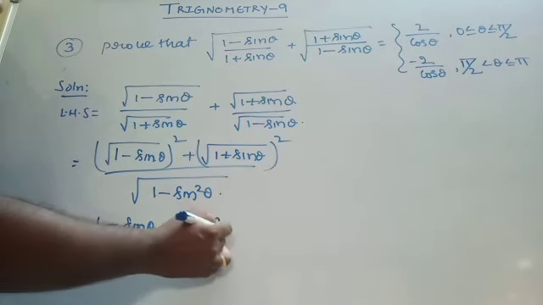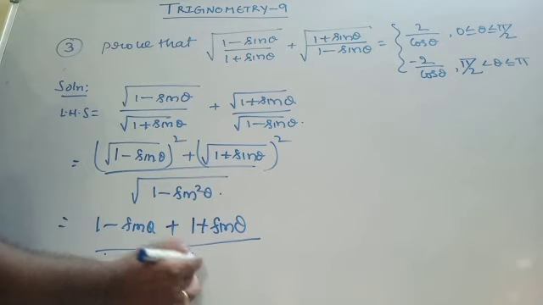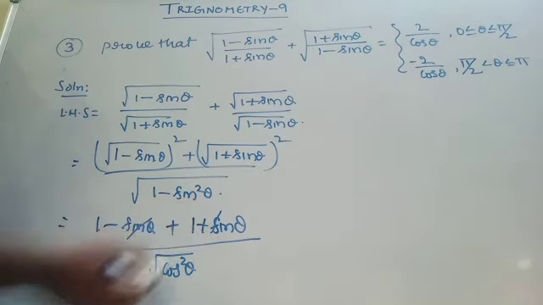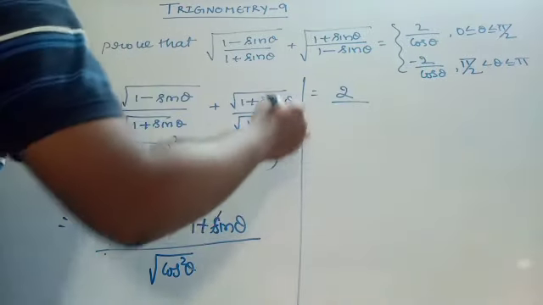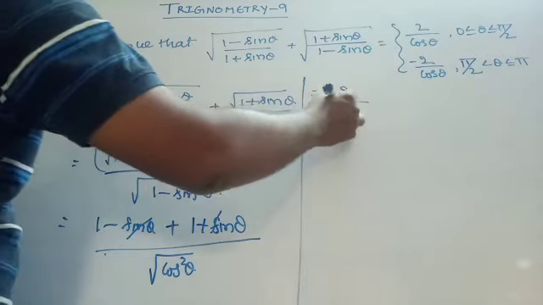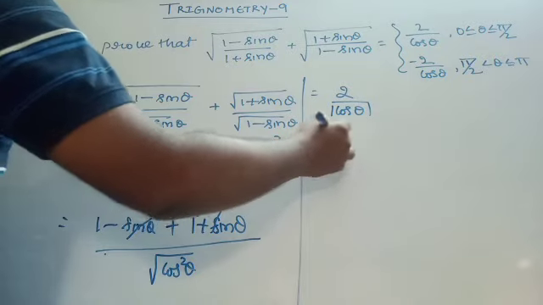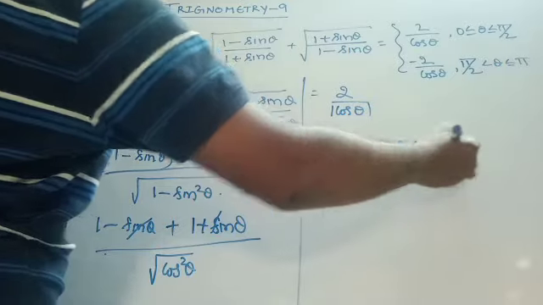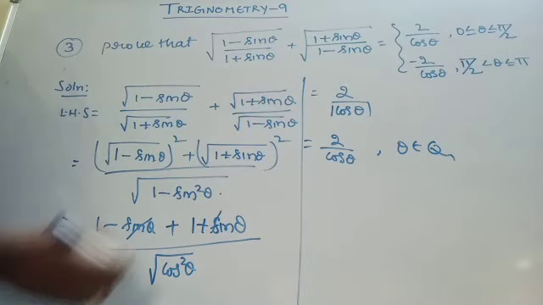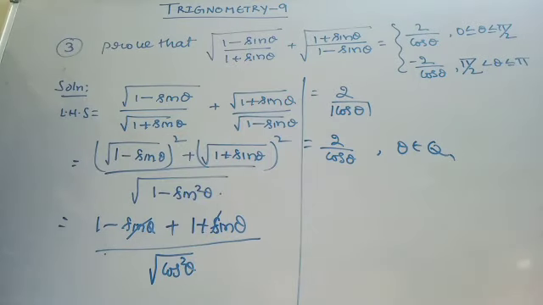Therefore it is now 1 plus sin theta divided by root over 1 minus sin square theta, that is nothing but root over cos square theta. Now minus sin theta plus sin theta will be cancelled. Now you have 2 by root over cos square theta, that becomes 2 by modulus of cos theta. And my dear students, it is a fact that it is 2 by cos theta when theta belongs to Q1. Q1 means 0 to 90 degrees, because in the first quadrant cos is positive, that's why modulus of cos theta becomes cos theta.